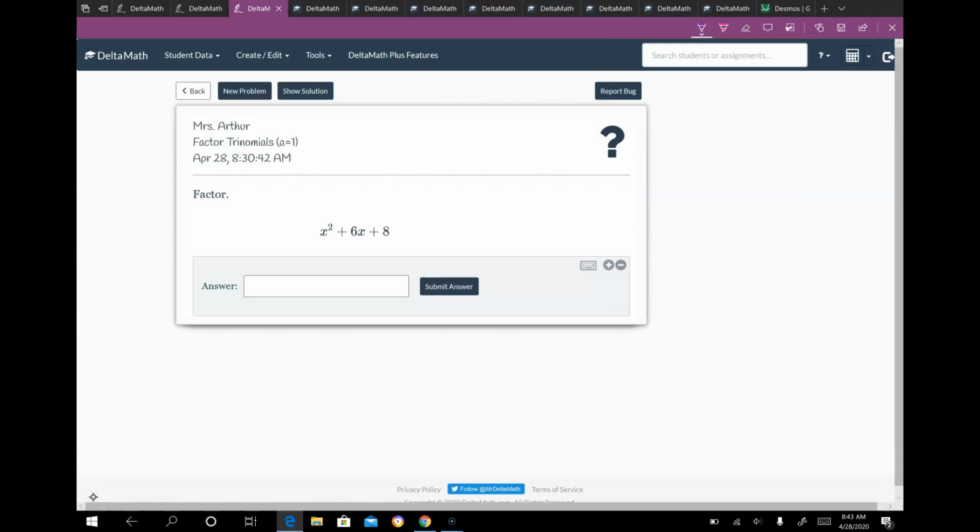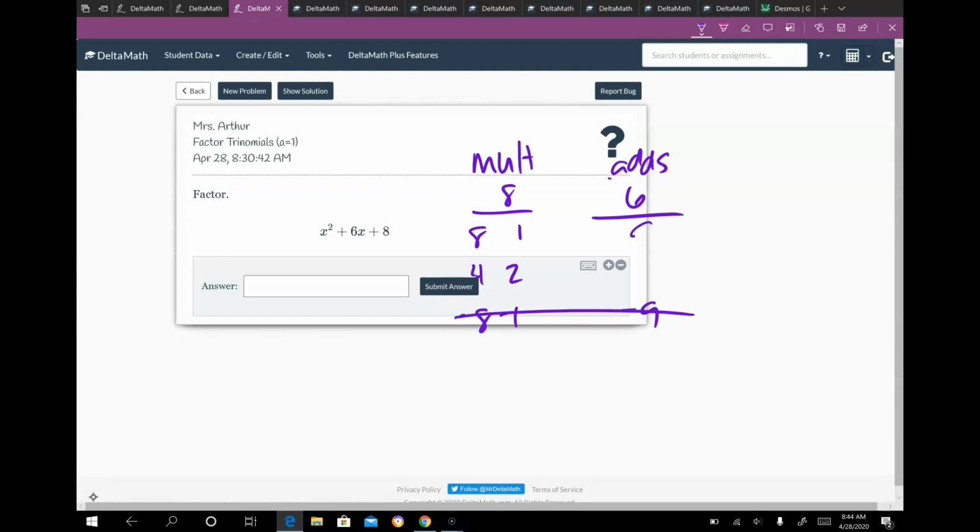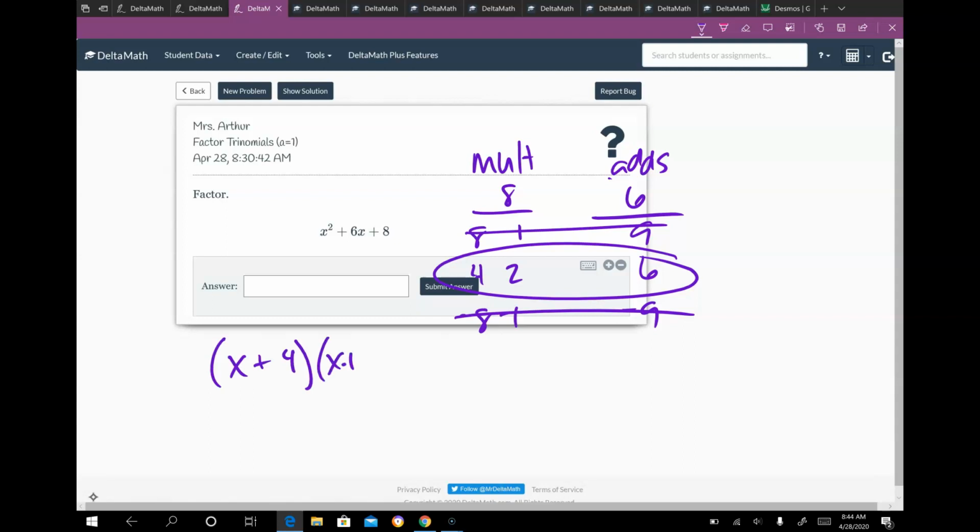So I need to know what multiplies to give me positive 8 and adds to give me positive 6. Well, 8 is going to be 8 and 1, 4 and 2, and that's it, right? And it's a positive number, so I don't need any negatives over here. Well, I mean, you can. But I know this is positive, so a negative 8 and a negative 1 is going to give me negative 9. We don't need negatives, okay? So 8 and 1 is 9, that's not right, but 4 and 2 is 6. So my factors are going to be x plus 4 and x plus 2.